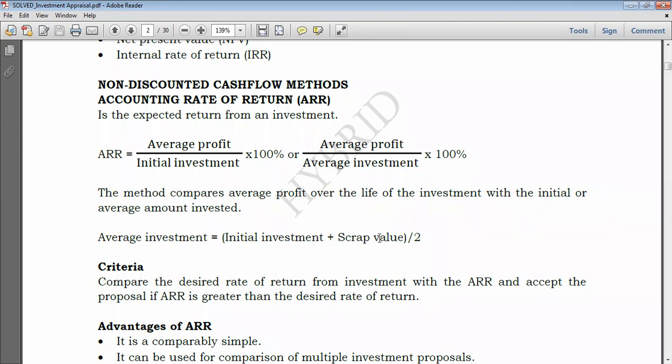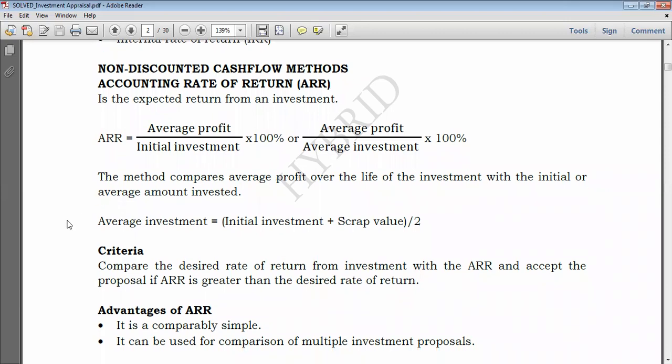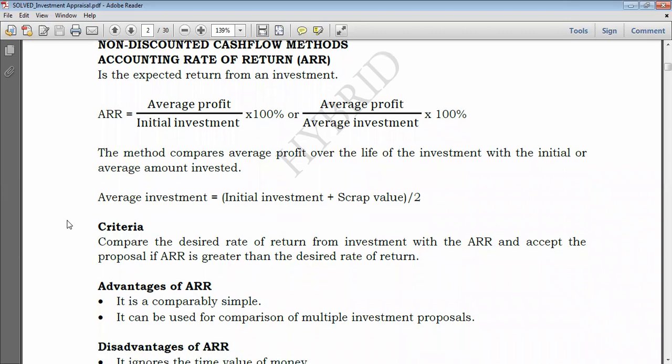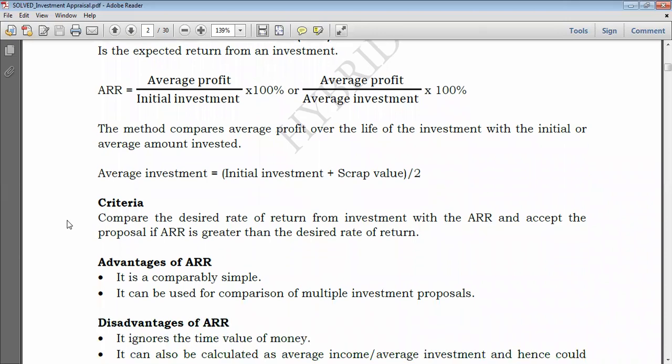That is the final value of the investment. Let's say your investment has 5 years. You can just take the initial investment plus the investment you expect at the end of 5 years and divide by 2. That's an average investment. But also, if you need to obtain the average profit, you take the total profit over the entire life of the project, and then you divide it by the number of years of the project, just like that.